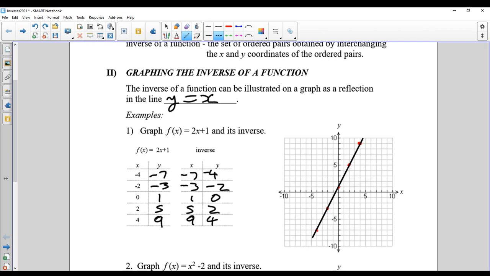With a different color. Oh, well, first of all, I need to put the points on. We'll put the points on in green. So (-7, -4), that is, right there. (-3, -2). Then (1, 0).